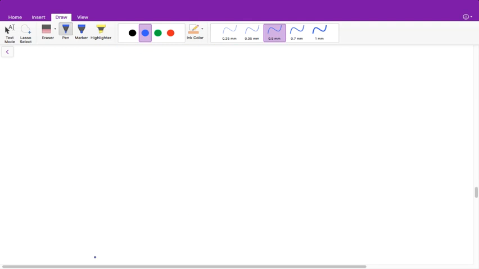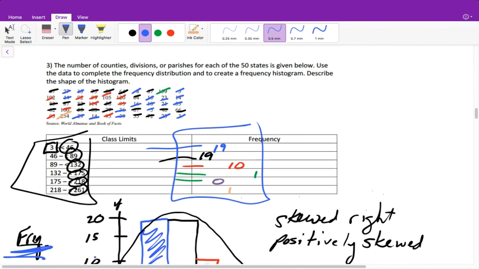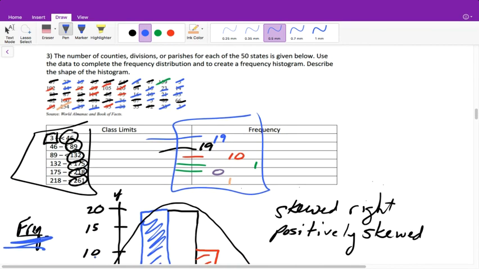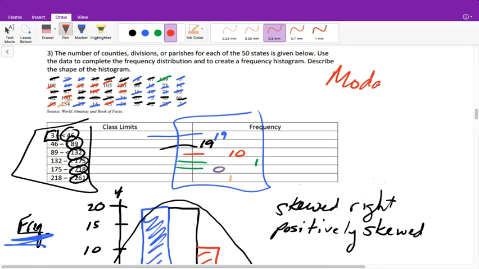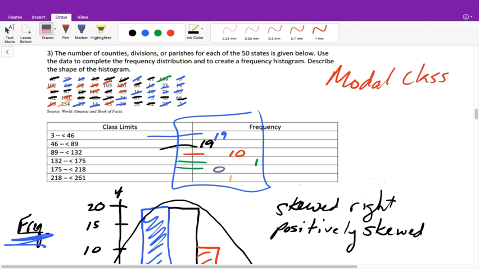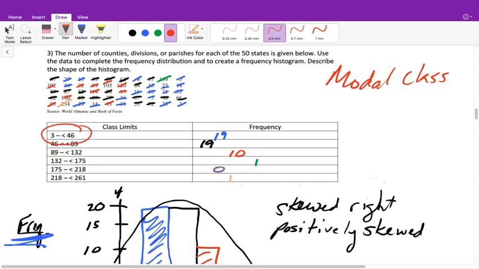All right, the last thing I need to talk about in this video that I didn't do is the modal class. So if I said find the modal class, that is what class, so it's your mode, but for your class, that is what class had the highest frequency. So in this case, 2 classes had the highest frequency. So our modal class will be both 3 through 46 and 46 through 89. So make sure you understand that one as well.